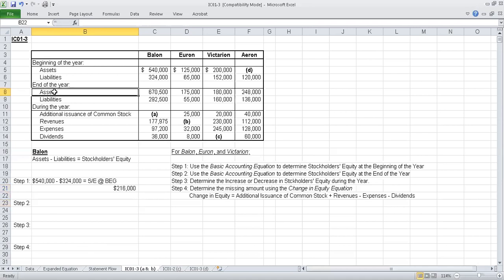We'll do the same thing to figure out equity at the end of the year. Assets of $670,500 for Baylon at the end of the year, minus liabilities of $292,500 at the end of the year, give us stockholders' equity at the end of the year. Stockholders' equity at the end of the year is how much? $378,000.